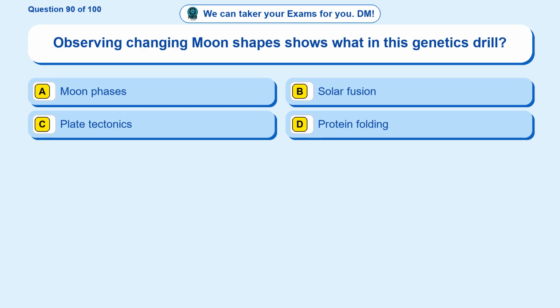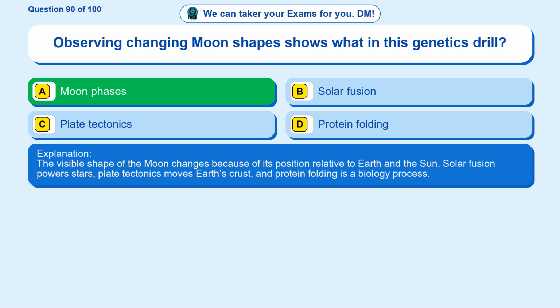Question 90. Observing changing moon shapes shows what in this genetics drill? Option A, moon phases. Option B, solar fusion. Option C, plate tectonics. Option D, protein folding. The correct answer is option A. Moon phases. The visible shape of the moon changes because of its position relative to Earth and the Sun. Solar fusion powers stars, plate tectonics moves Earth's crust, and protein folding is a biology process.